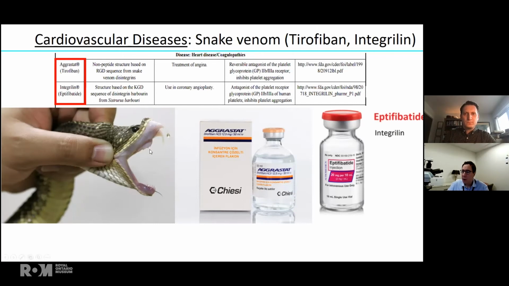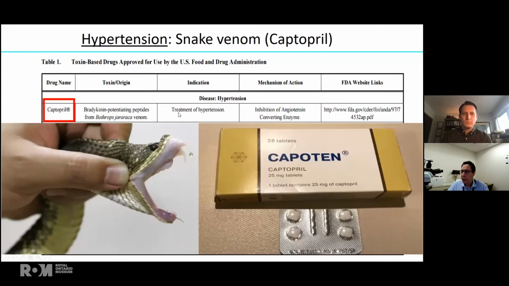And one of these molecules, there are two different types. They are being used particularly for coronary angioplasty in some settings, not so common, but they are used, or for the treatment of angina. Nowadays, there are many other anticoagulants and antiplatelet drugs that are being used, but this has been approved by the FDA at one point for these indications. So cardiovascular disease is one target for these drugs.